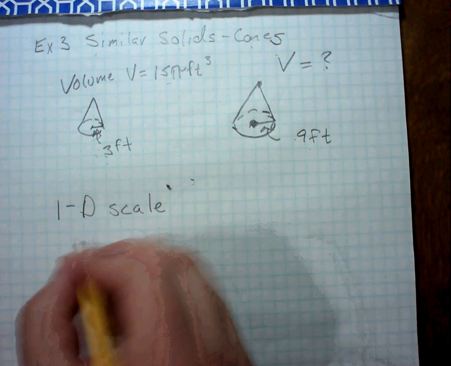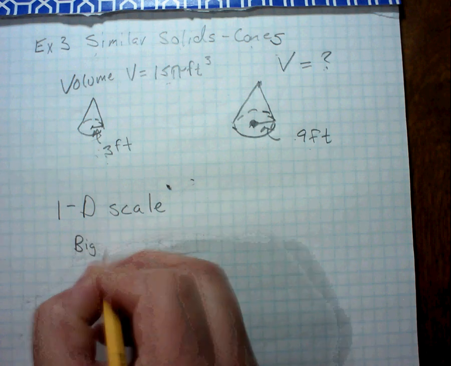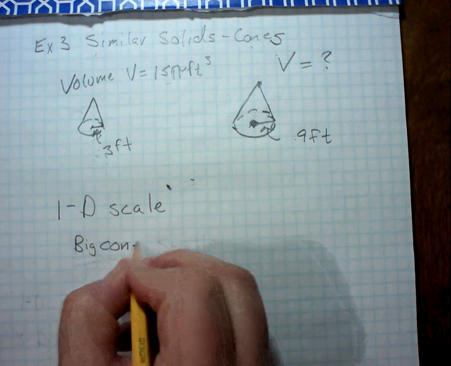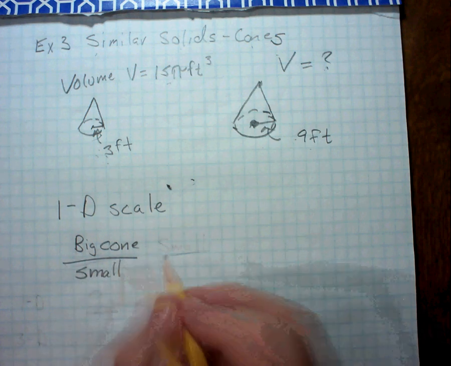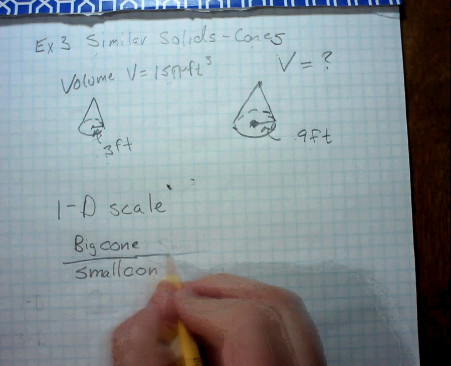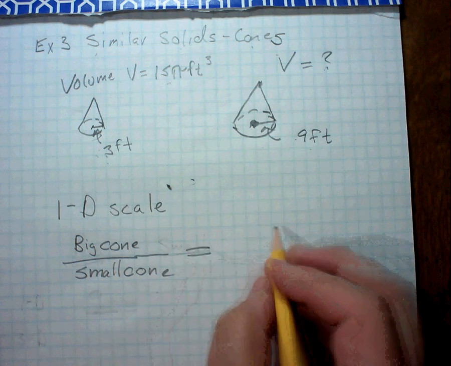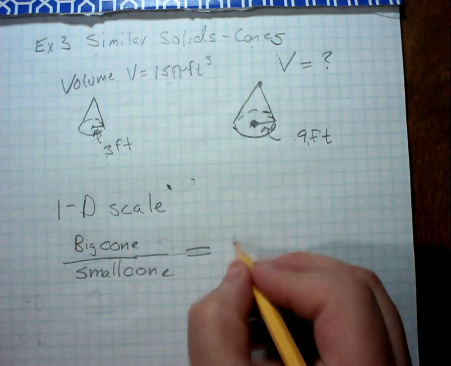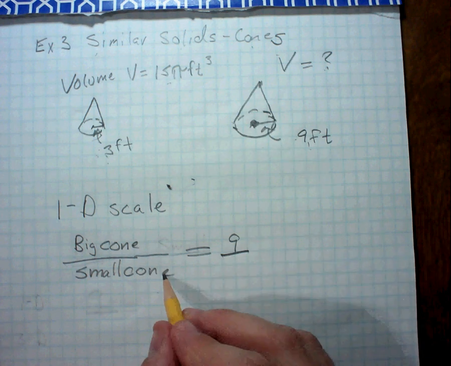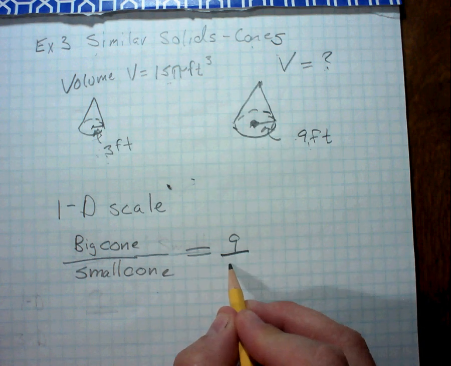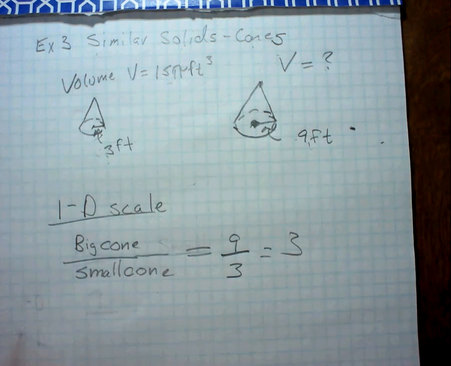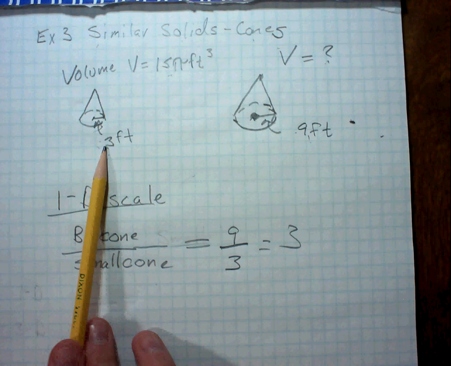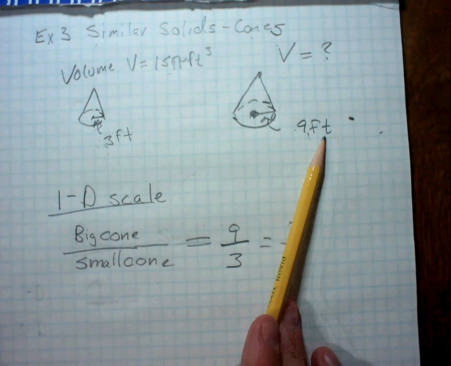So what I want to do is I'm going to take the big cone, I'm going to find the one-dimensional scale factor over the small cone. Okay, and so the big cone has a radius of 9, and the small cone has a radius of 3. Now that reduces down to 3, so that's what we call the one-dimensional scale factor. Now what that means is I'm going to take this radius and multiply it by 3 to get this radius.